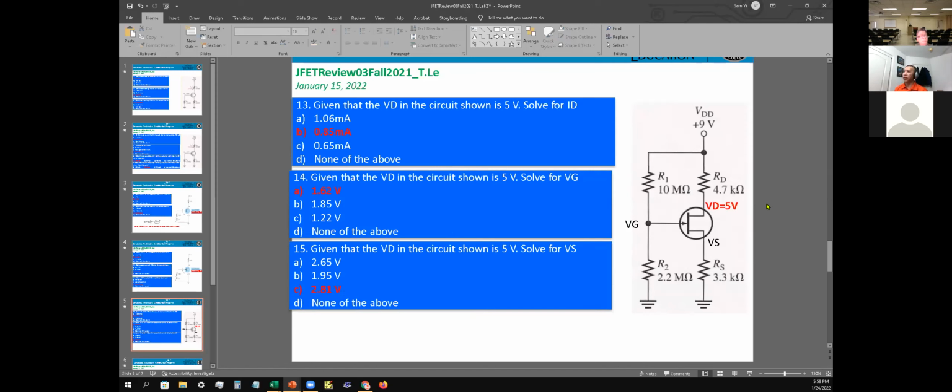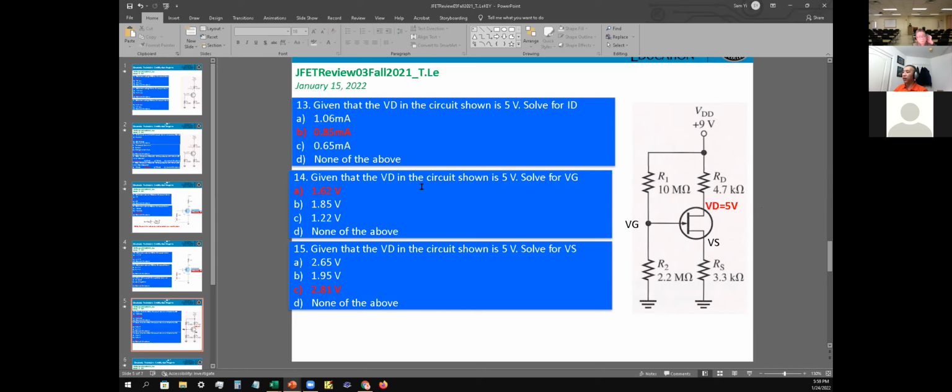Okay, 13, given the VD in the circuit shown is 5 volts, solve for ID. So VD is 5 right here. So it's going to be 9 minus 5 divided by your resistance value here. So 9 minus 5, that would be 4, divided by 4.7. So that is 0.85 milliamps. So the answer is B as in Bob for number 13.